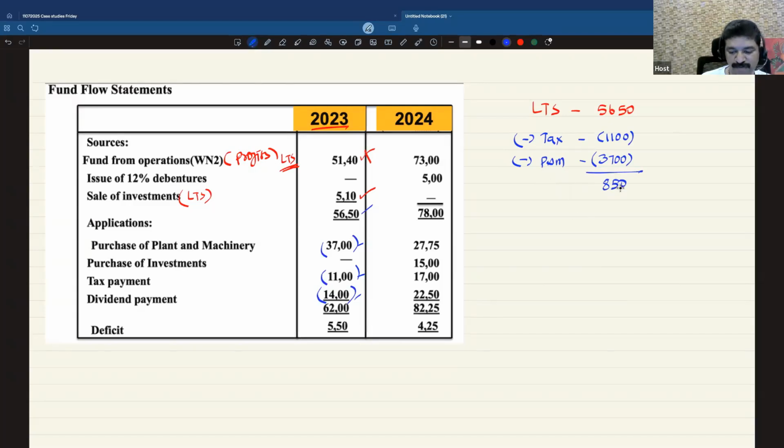When they are left with 850, look at what they have done. They have paid dividend of 1,400. Do they really have an adequate source to pay dividend of 1,400? They have only 850. With 850, they have paid 1,400. So 850 minus 1,400 means they have paid 550 extra, money which they don't have on hand.